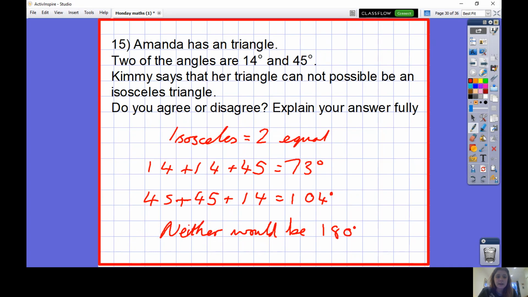Amanda has a triangle. 2 of the angles are 14 degrees and 45 degrees. Kimmy says that her triangle cannot possibly be an isosceles triangle. Do you agree or disagree? Explain your answer fully. I've said the isosceles triangle has 2 equal sides. So if the 2 equal angles were 14 degrees, that would be 14 add 45, which is 73. That's not 180. And if the 2 equal angles were 45 degrees, that would be 45 add 45 and 14, which is 104, and that's also not 180. So it's not possible for the triangle to be isosceles.